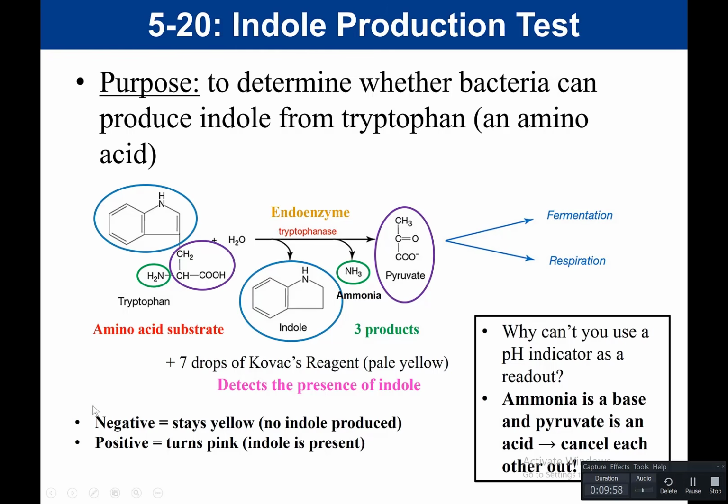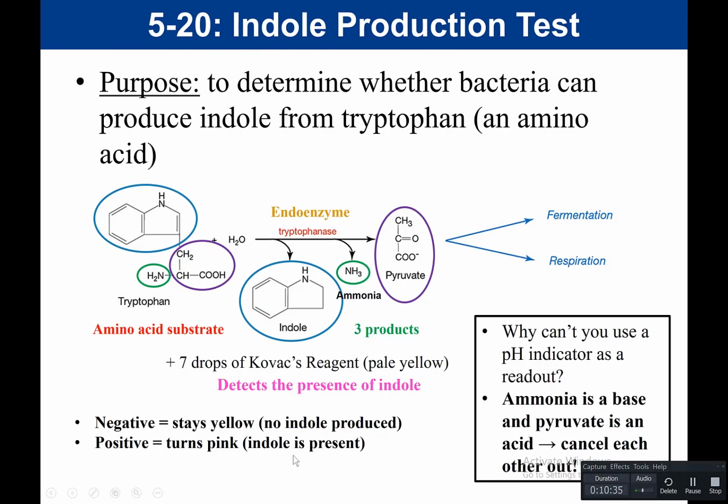For reagent, you're going to record the reagent is going to be your Kovac's, and you want to record that it detects the presence of indole. So that's what this reagent will react with. Kovac's alone is a pale yellow color. So the negative for this test is that the tube stays yellow, which means that no indole was produced, and bacteria do not produce tryptophanase because no indole was produced. The positive is going to be that pink red, and if we see a pink red, it tells us that indole is present.